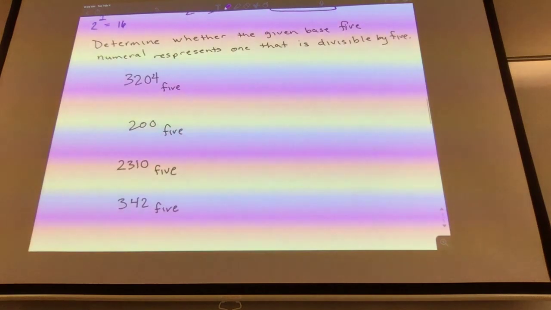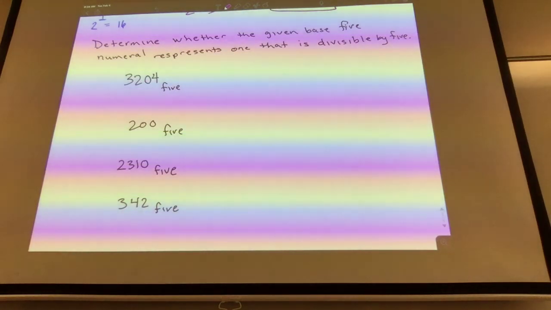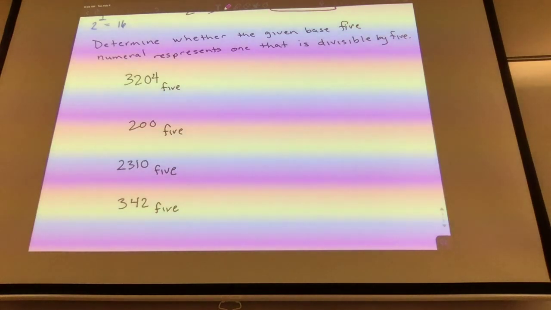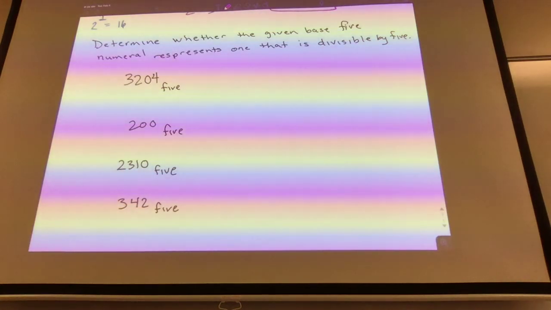Okay, and so the last one is determine the given base 5 numeral representation, one that is divisible by 5. So we want to look at each one of these and say, well, will it be divisible by 5? Do we think it will be? If 3204 base 5, would you think that would be divisible by 5? What if we looked at this units digit?